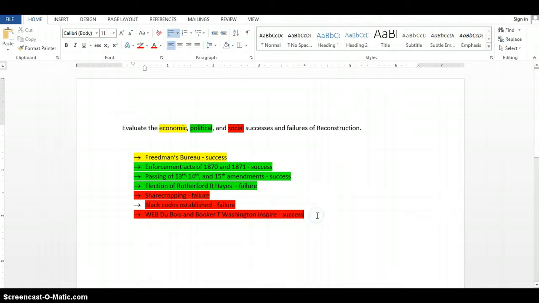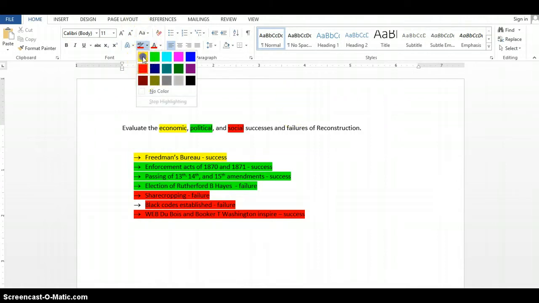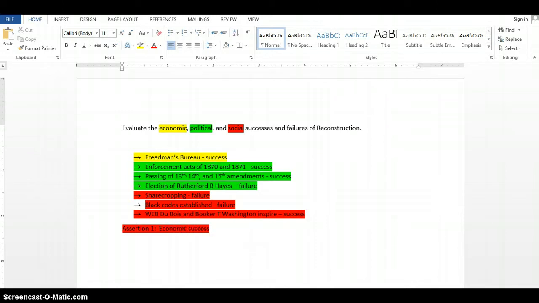So the way that we'd go through and plan this out is, maybe we should change colors here. We'd have assertion 1. I don't know why it's still red, but I'll change that in a second. Economic successes and failures. And that might be one assertion.